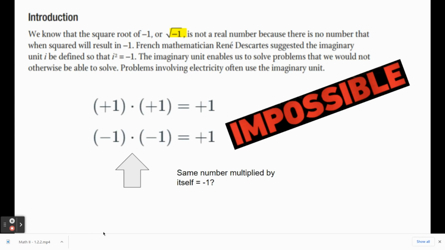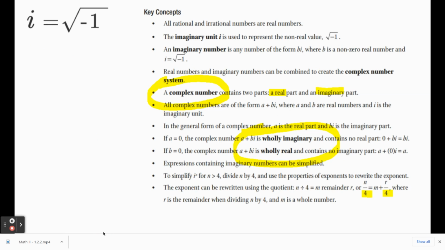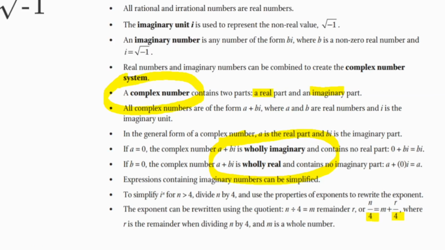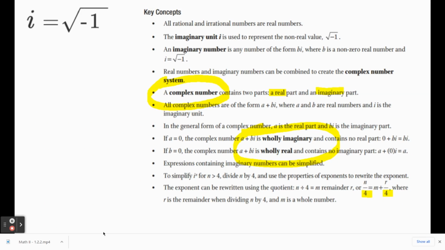So the French mathematician René Descartes said, well, let's just call it an imaginary number, which is different from a real number. So it really is a square root of a negative number. In other words, we're just going to say that the square root of negative 1 is equal to this imaginary number, and we call it i. So anytime you see an i, I want you to think in the back of your mind that it's the square root of negative 1. Now, when you combine a real number with an imaginary, they call it a complex number. And sometimes a complex number can be wholly imaginary or wholly real. In other words, it's missing one of those parts. But together they call them a complex number.